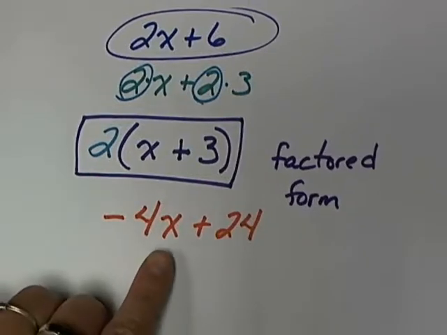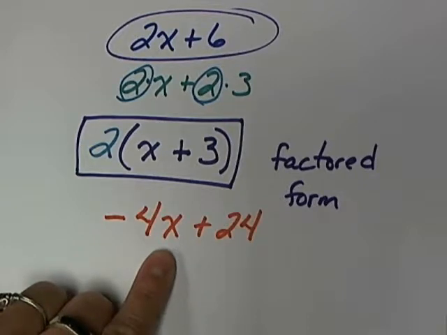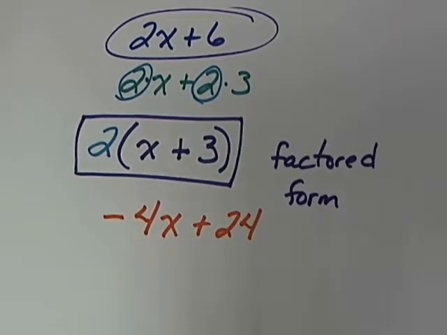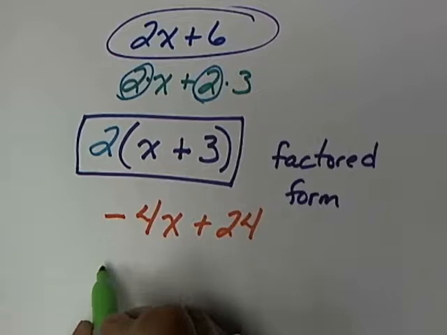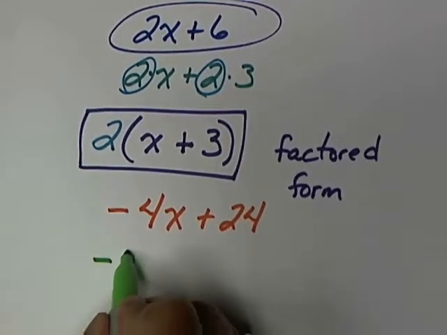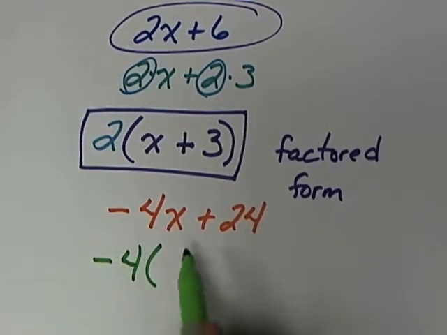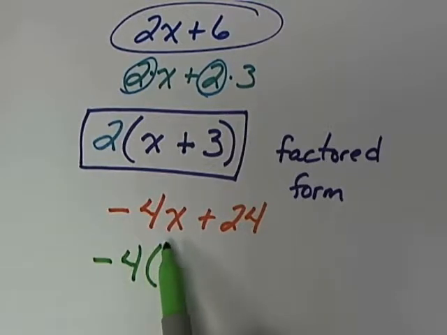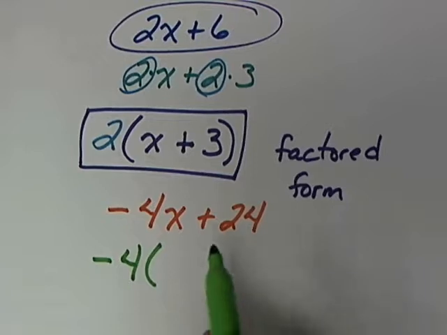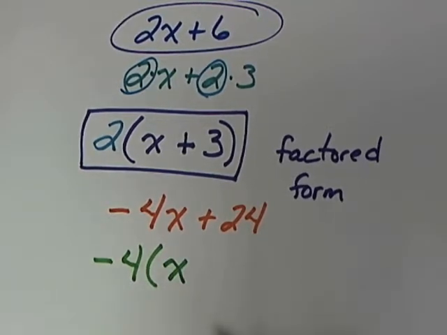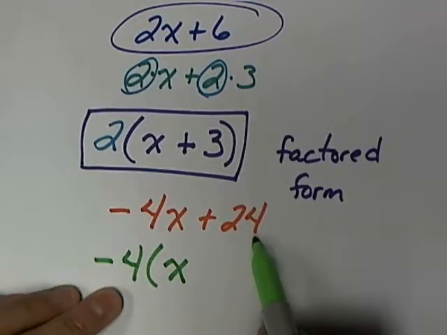Now I like to keep the term that has the variable positive, so I'm going to take the negative out with it. So I would pull out the negative 4 to the front and then say, what do I have left if I pull out or divide the negative 4x by the negative 4? And the x is what's left. What am I left with if I pull negative 4 out of 24?